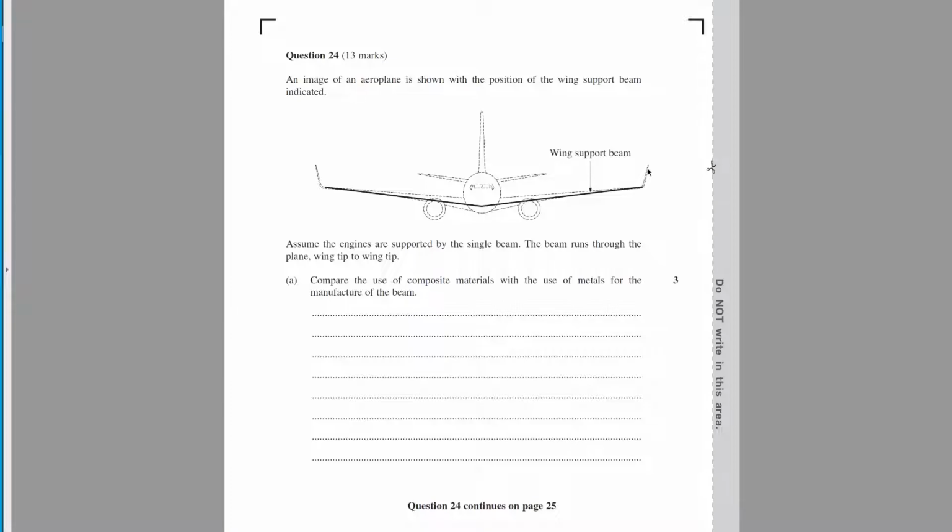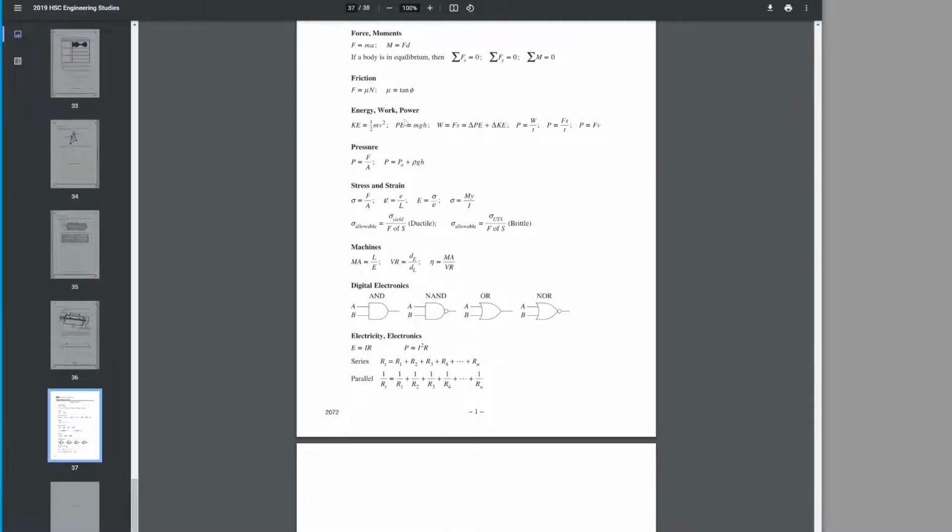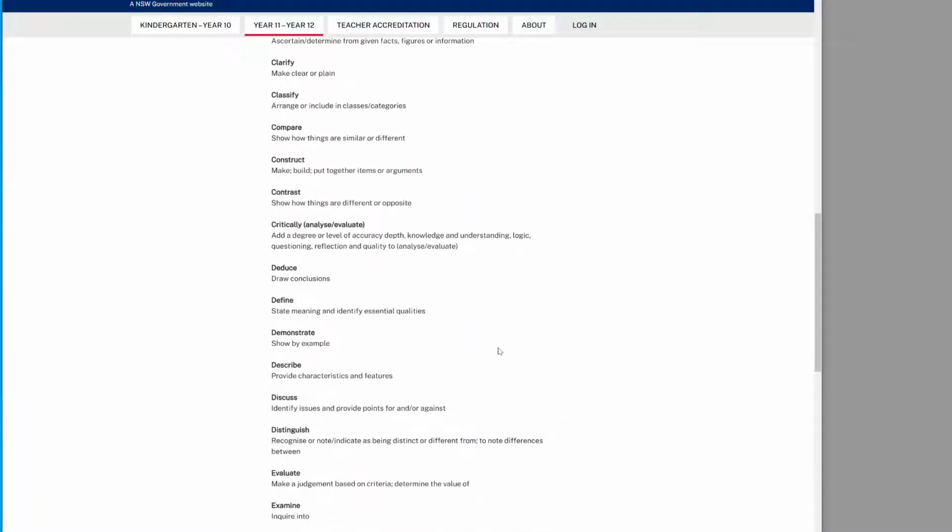Better than I thought. Okay, so I'm jumping ahead. Compare the use of composite materials with the use of metals in the manufacture of a beam. Okay, so we've got compare. I don't know if I still have the glossary of keywords. I do. Compare: show how things are similar or different.